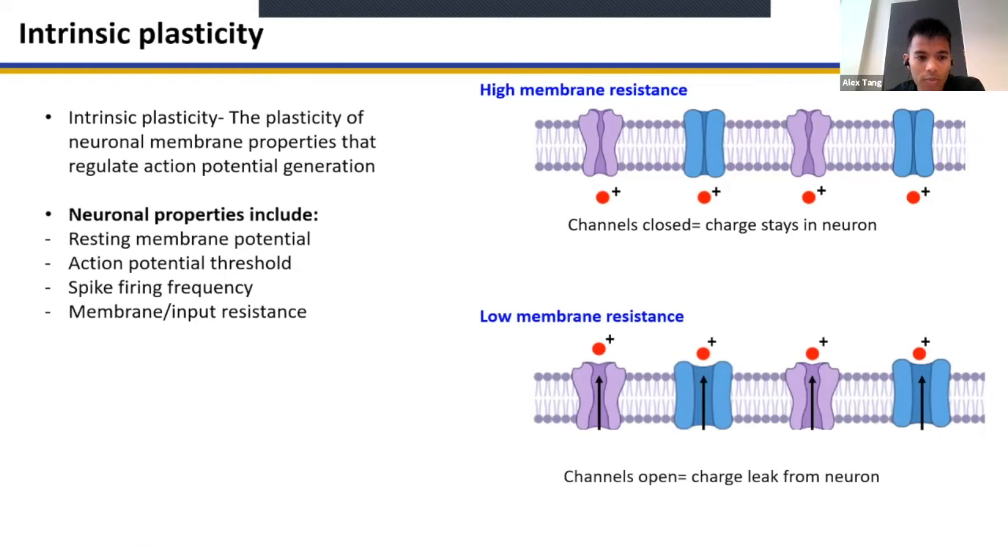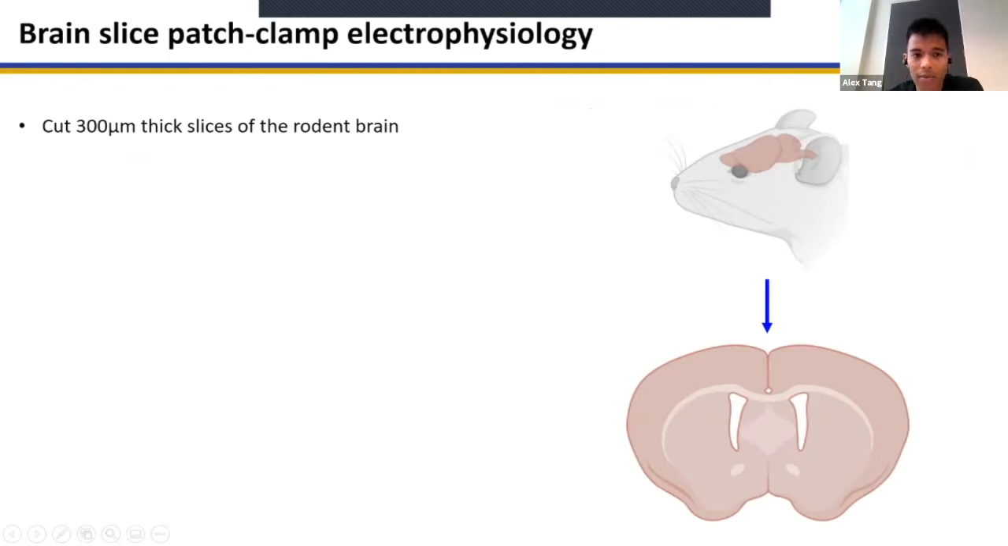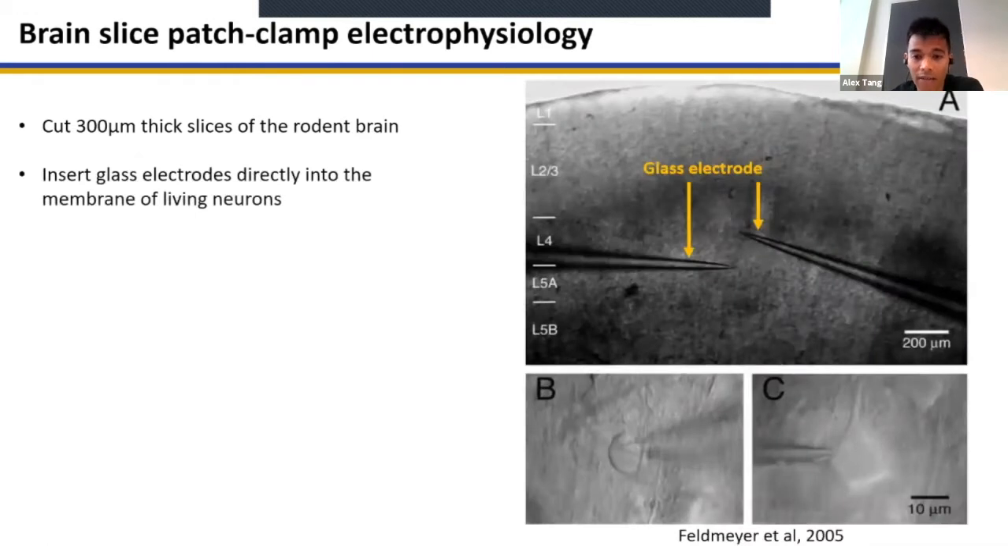And so using these properties, we can look at changes to intrinsic plasticity. And the way that we do this is through a technique called patch clamp electrophysiology, which is mostly done in brain slices. And so we can cut brain slices from the rodent brain. They're about 300 microns thick. And this then allows us direct access to the neurons across multiple layers.